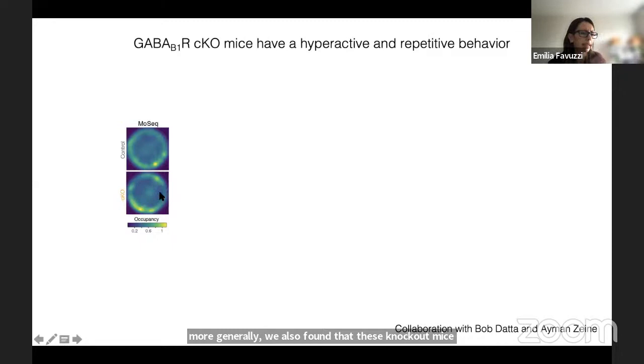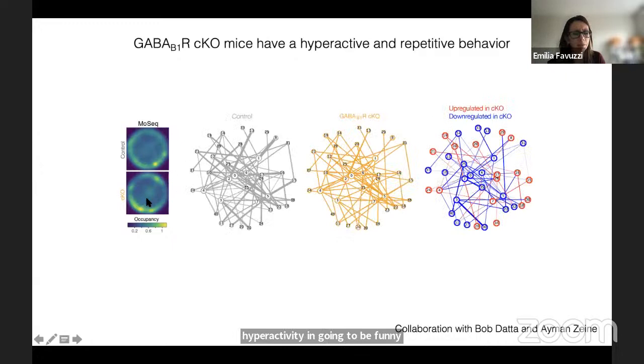GABA-B conditional knockout mice. And finally, when we looked at these state maps, where the nodes are the different syllables and the edges are the transitions between them, we found that knockout mice essentially downregulate the majority of these transitions between syllables, and they mainly oscillate between this repetitive running and grooming, and downregulate the rest of the behaviors.